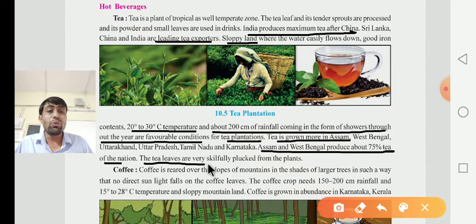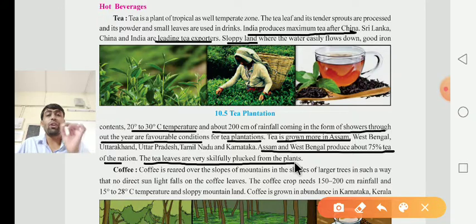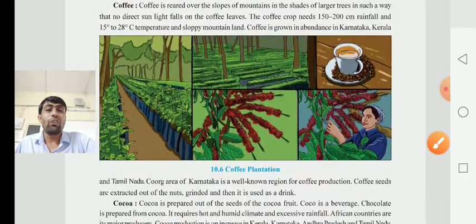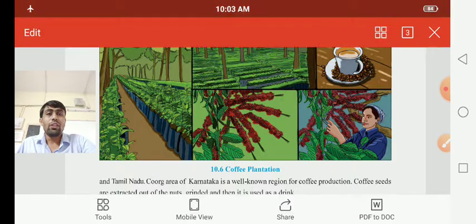The tea leaves are very skillfully plucked from the plant. It means what happened there? The tea leaves have to be plucked very carefully from the plant. After that, they have given the information about coffee. Which one? Coffee.